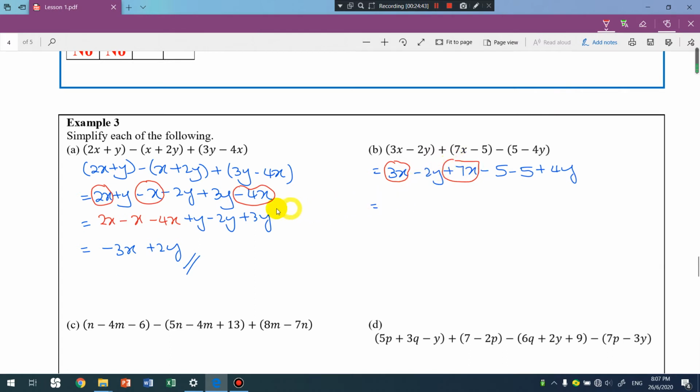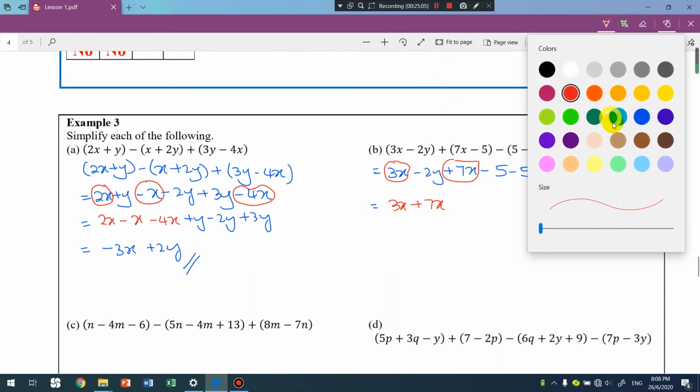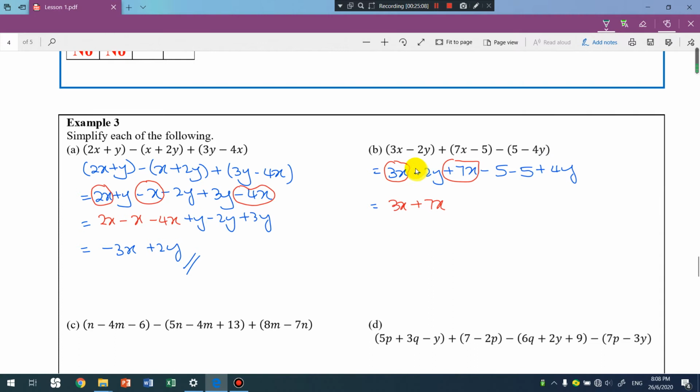So same thing, if you don't want to do this method, you can just press your calculator. 3 plus 7, you get the x, right? How many x? And we go to y, negative 2 plus 4. Okay, so no more x, so it will be 3x plus 7x. Okay, now we go to y. Negative 2y and positive 4y. Okay, the last will be negative 5, negative 5. These two are numbers.